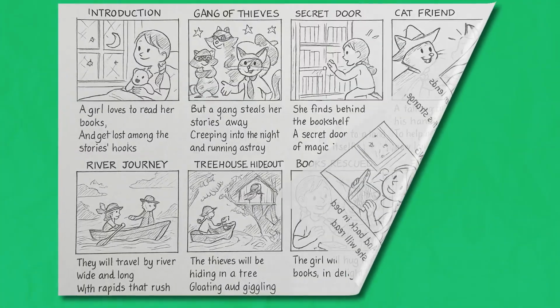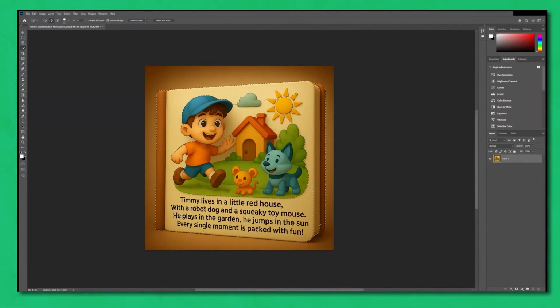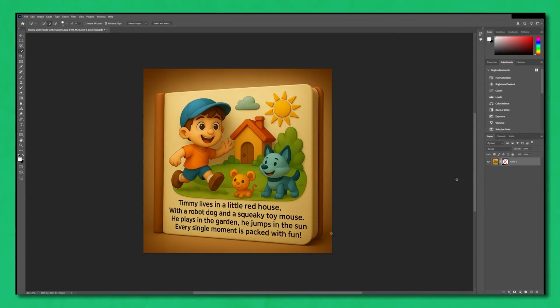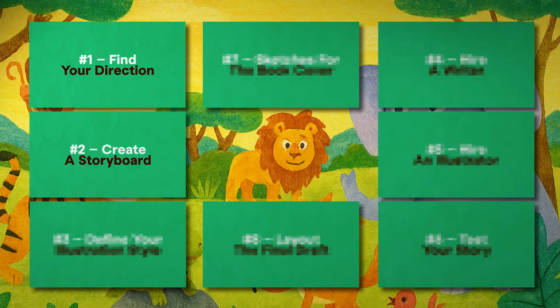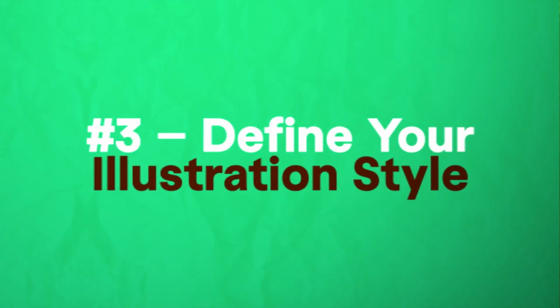It can be helpful to sketch your storyboard with pen and paper or use a digital tool like Photoshop. What matters most though is that you have a visual guide to help bring the story to life. Now it's time to think about the illustration style, and there is no one right answer here, but there are a few guidelines that can help. Let's go over a few examples together.